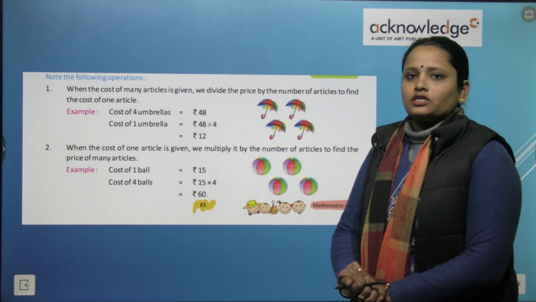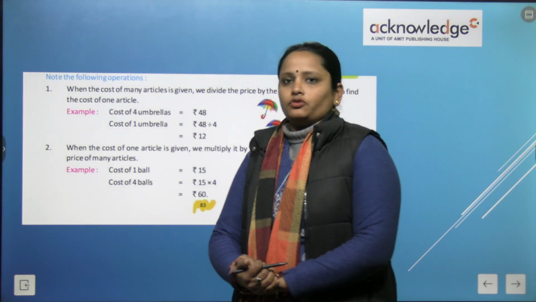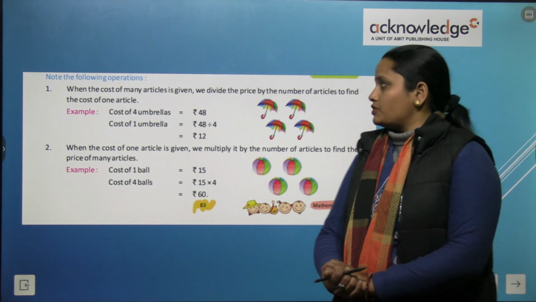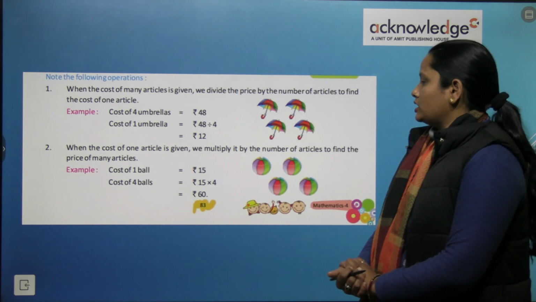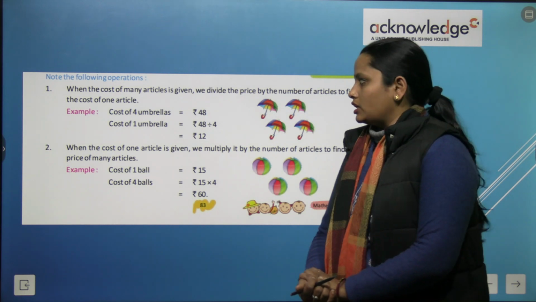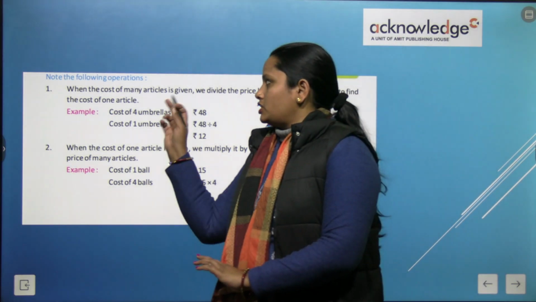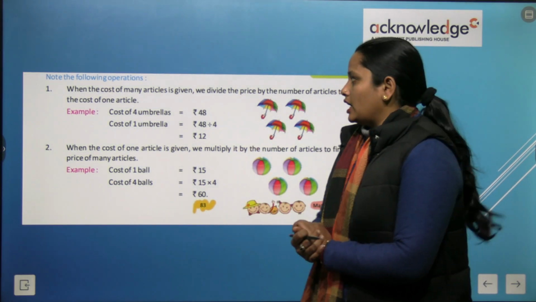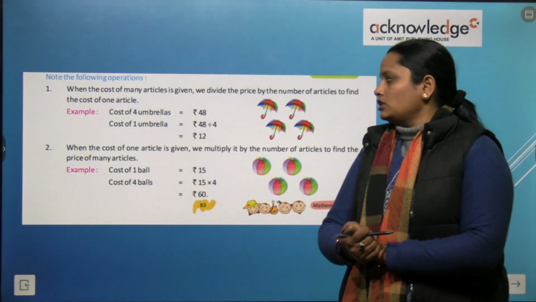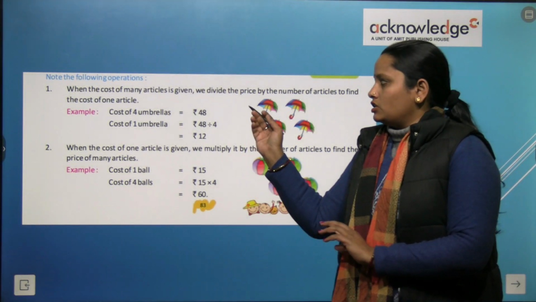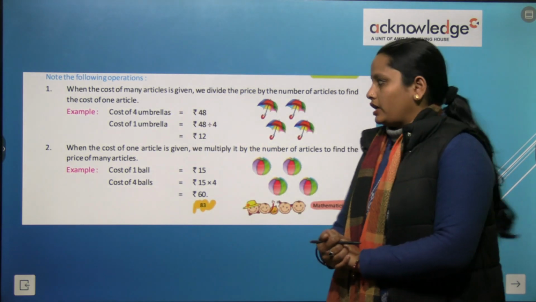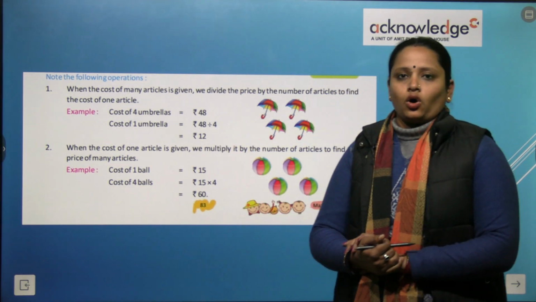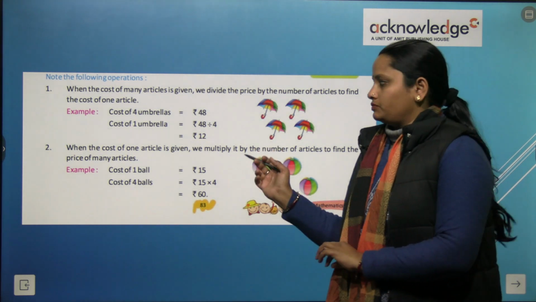Now note the following operations. What we have to remember. The first point is when the cost of many articles is given, you divide the price by the number of articles to find the cost of one article. So children, here it's written कि जब बहुत सारी चीजों का कॉस्ट दिया हो और हमें एक का कॉस्ट निकालना है तो हम क्या करते हैं, जो टोटल अमाउंट है उससे जो नंबर ऑफ थिंग्स है उसे हम डिवाइड कर देते हैं, जैसा कि हमने किया था. And उसके बाद क्या निकलता है, the cost of one item.